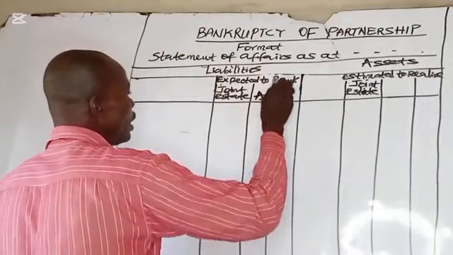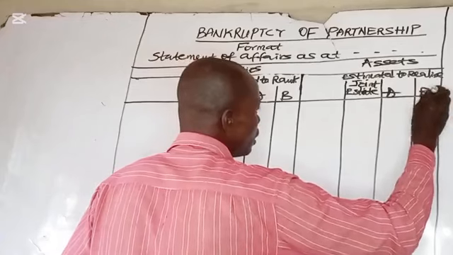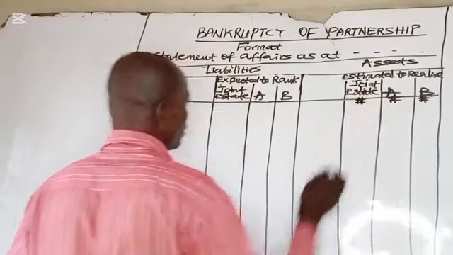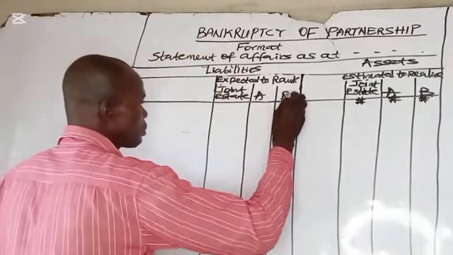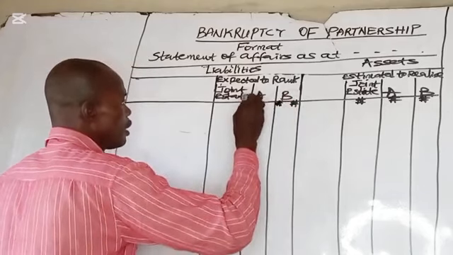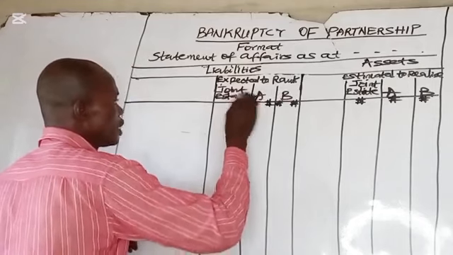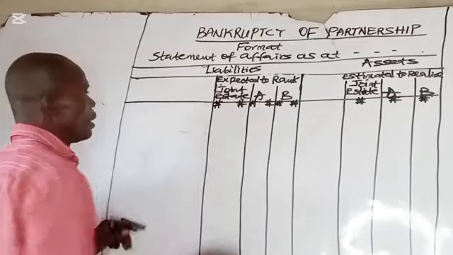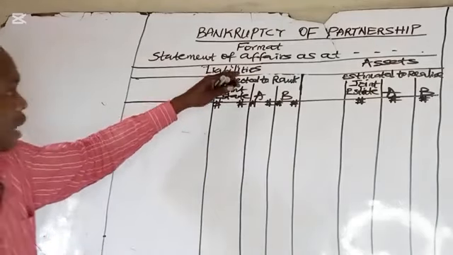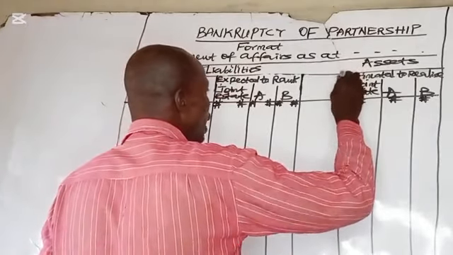If this is A and this is B, A and B, naira, naira. Then let me put naira in two places. For B. For A, naira in two places. For joint estate, naira in two places. This is liability expected to rank, while asset is estimated to realize.